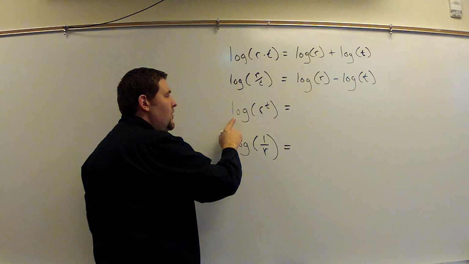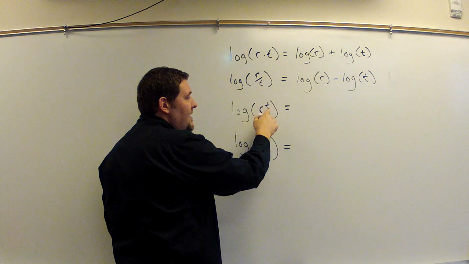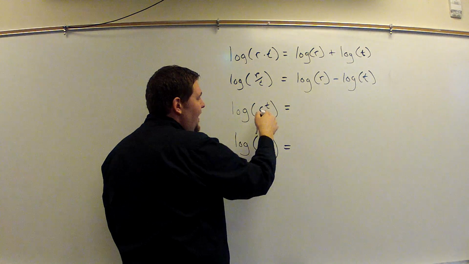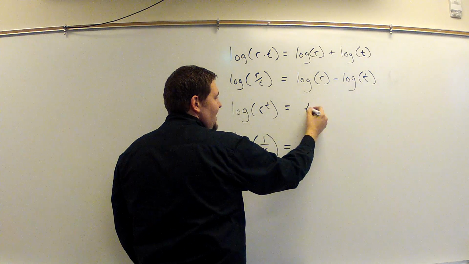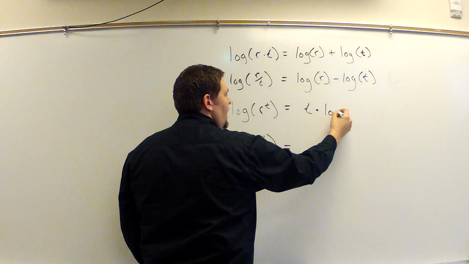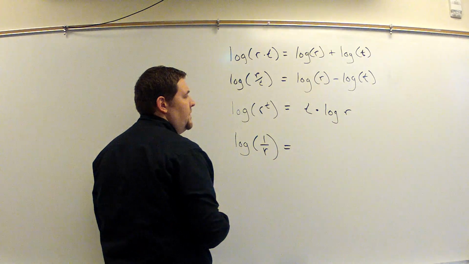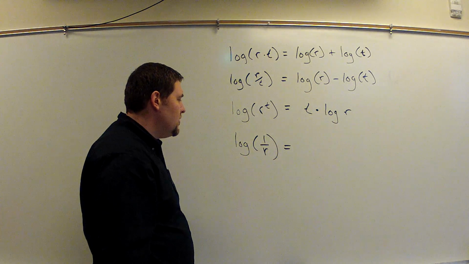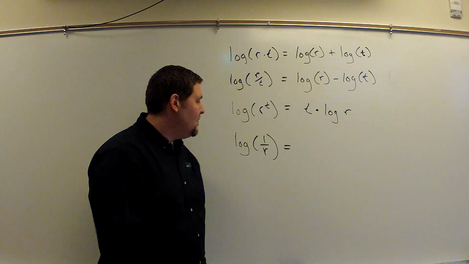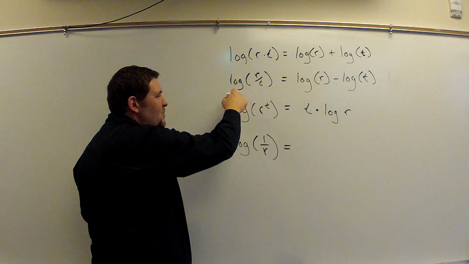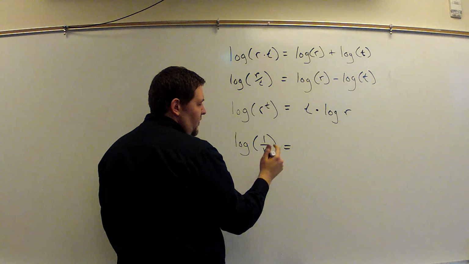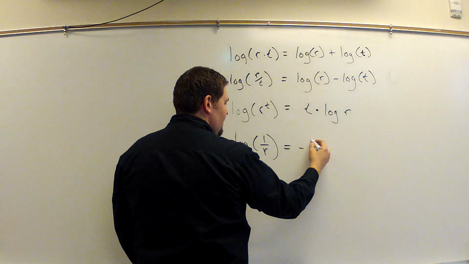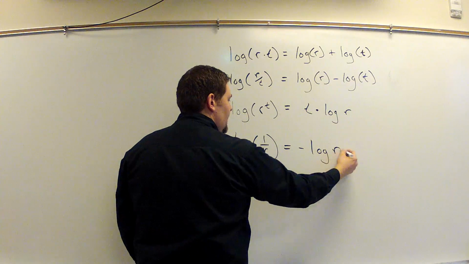For this one, the logarithm of r raised to the t power, that t is in superscript, right? What happens is this t then can come and drop down out front. So this becomes t times the logarithm of r. And lastly, with this one, the logarithm of 1 over r. Well, you might think, isn't that similar to this problem? Now, I'll show you the connection in a second. But if I think of 1 over r, the result is supposed to be a negative logarithm of r.